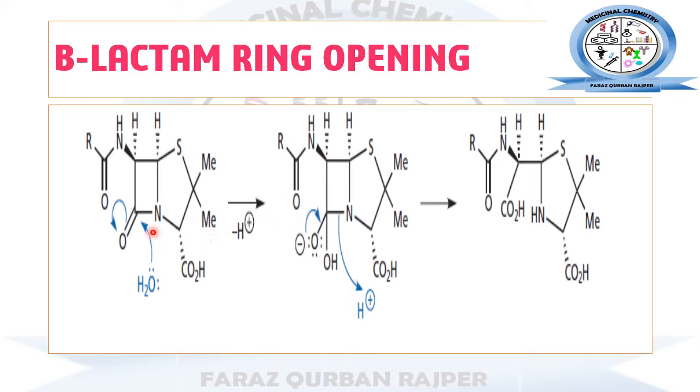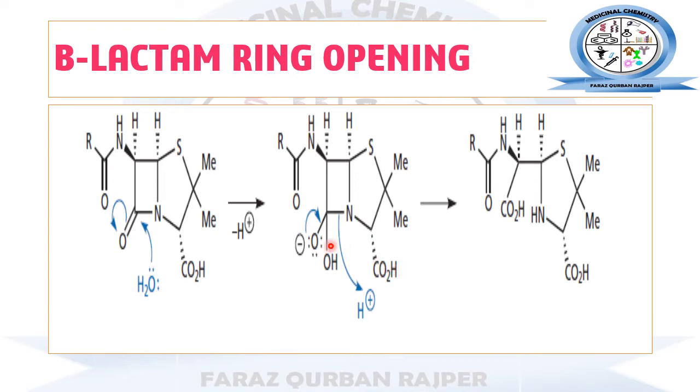Once it comes in contact with water, the OH of water will bond to this position. In the next step, bond breaking will occur: this hydrogen will be removed, and ultimately the beta-lactam ring will be destroyed. Now you may observe that in the third diagram there is the ring opening, meaning the stable beta-lactam ring has been completely destroyed, and due to this destruction of the ring, its activity will be lost. So this is the ring opening mechanism catalyzed under acidic conditions.